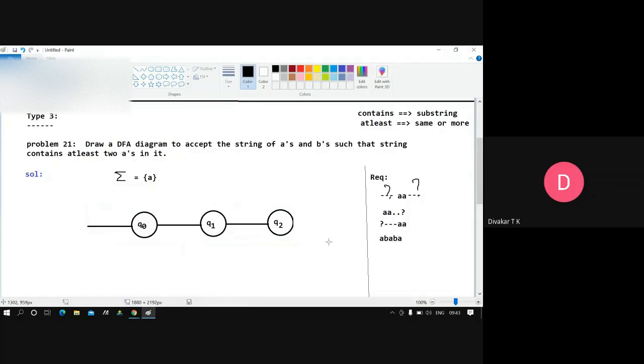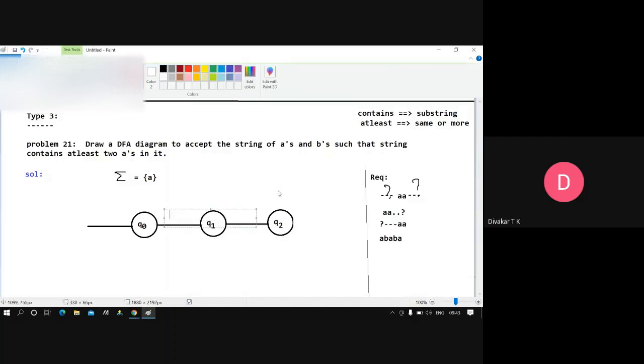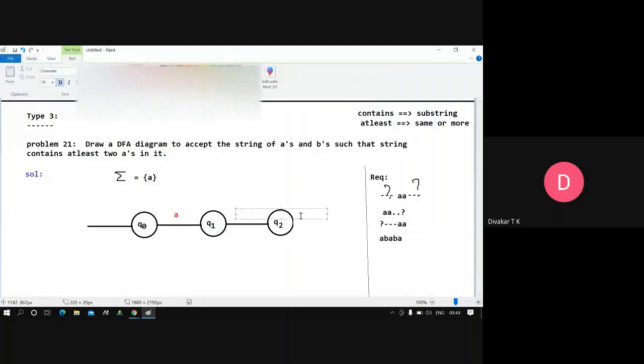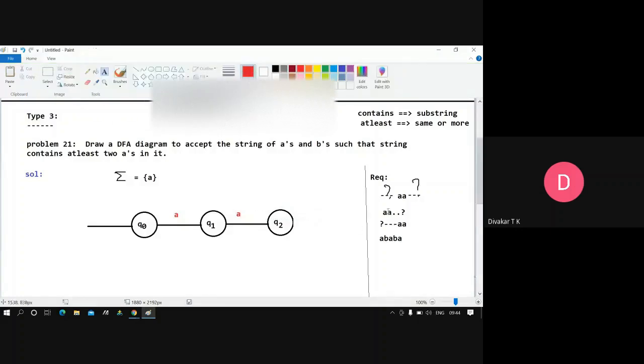Now, whenever the condition they have given is contains at least two A's, I am supposed to write two input symbols. What are the input symbols now? First of all, from Q0 to Q1 the A symbol will go. Now from Q1 to Q2, the A symbol. This is according to my requirement part. I have written the input symbols: Q0 to Q1 is A, Q1 to Q2 is A again.